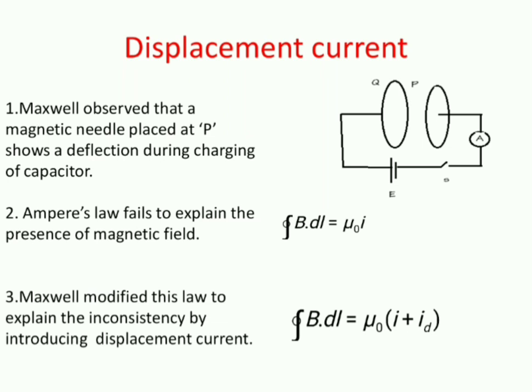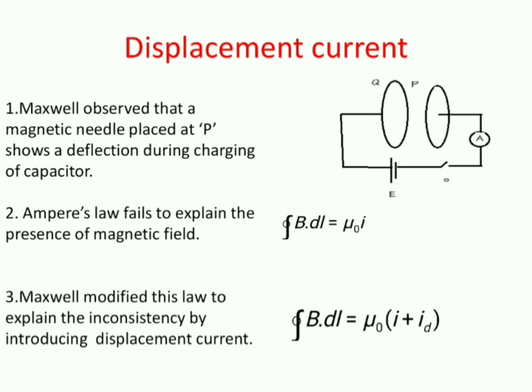But once you go inside this plates of the capacitor, if I apply the same Ampere's law at P, there is no current or there is no wire between P and Q. Then still there is a deflection in the magnetic needle. So without a conduction current, we have to explain the presence of magnetic field at P. So there is some inconsistency in Ampere's law, since according to Ampere's law we are unable to find out what is the source of magnetic field at P.